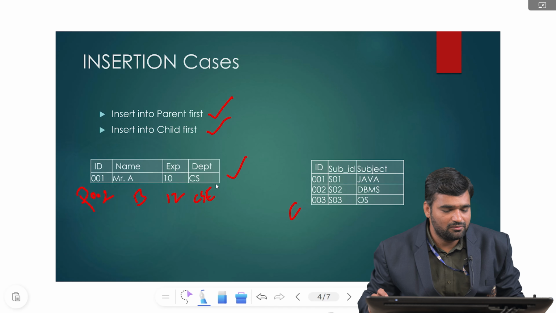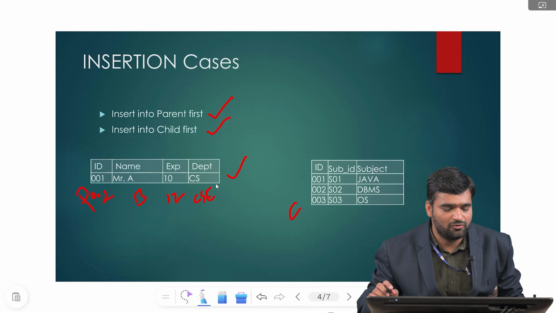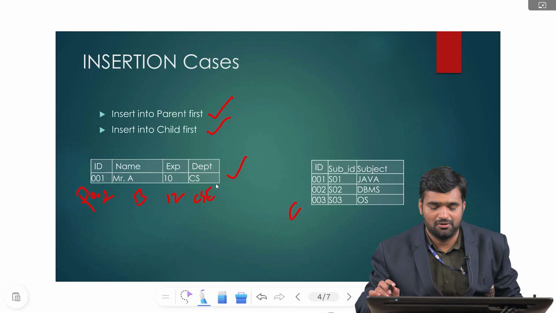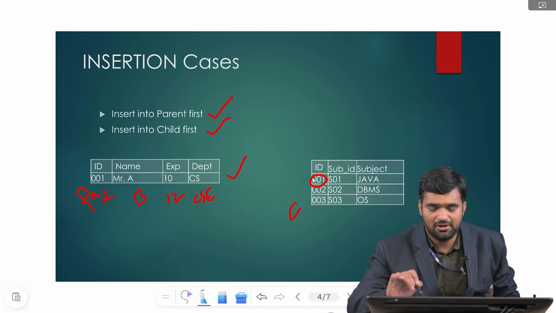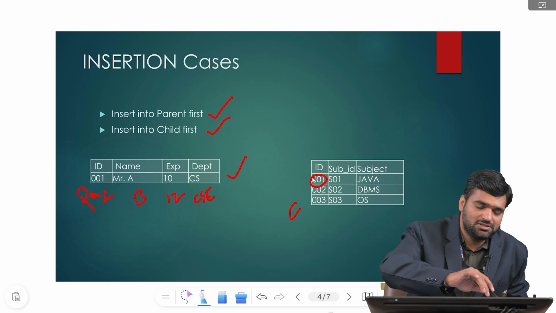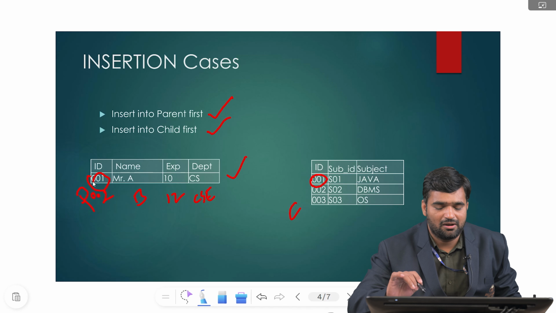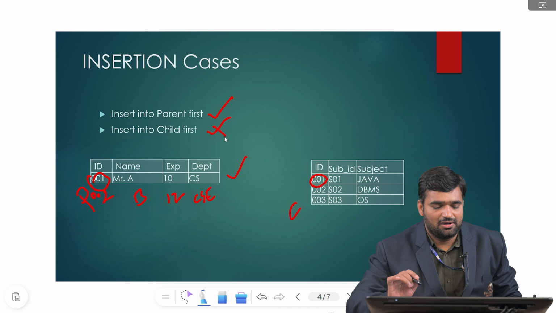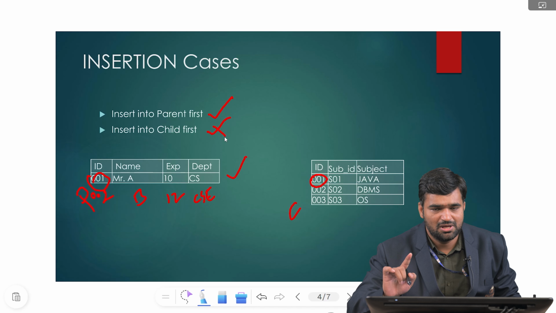Now, with respect to the child table, if I want to insert a record first, is that allowed or not? Assume that we don't have any records in the parent table, and initially I want to insert a record in the child table. Whenever you want to insert a record in the child table, the key you are inserting in the ID field of the child table must already exist in the parent table ID field. Then only it is allowed to insert a record into the child table. So case 2 is invalid: insertion into the child table first is not valid, but insertion into the parent first is valid.